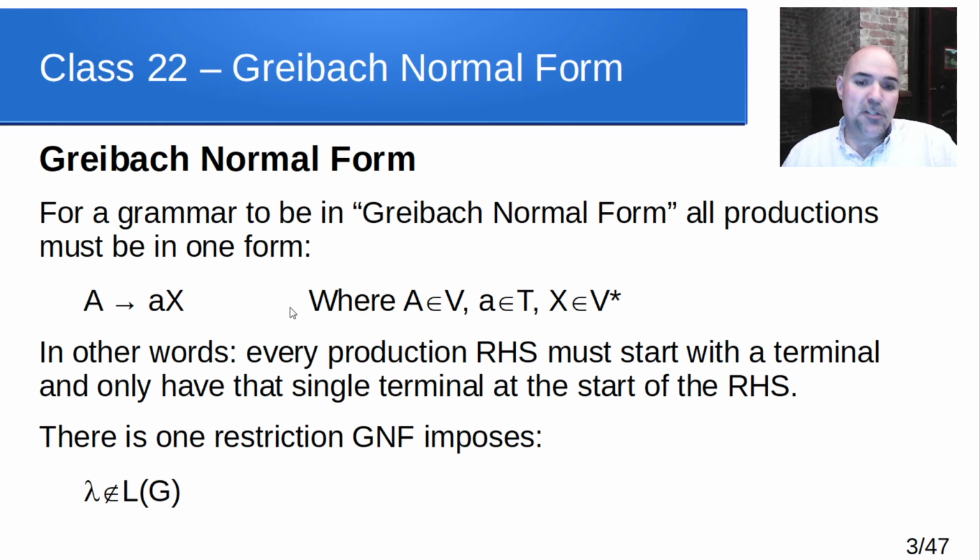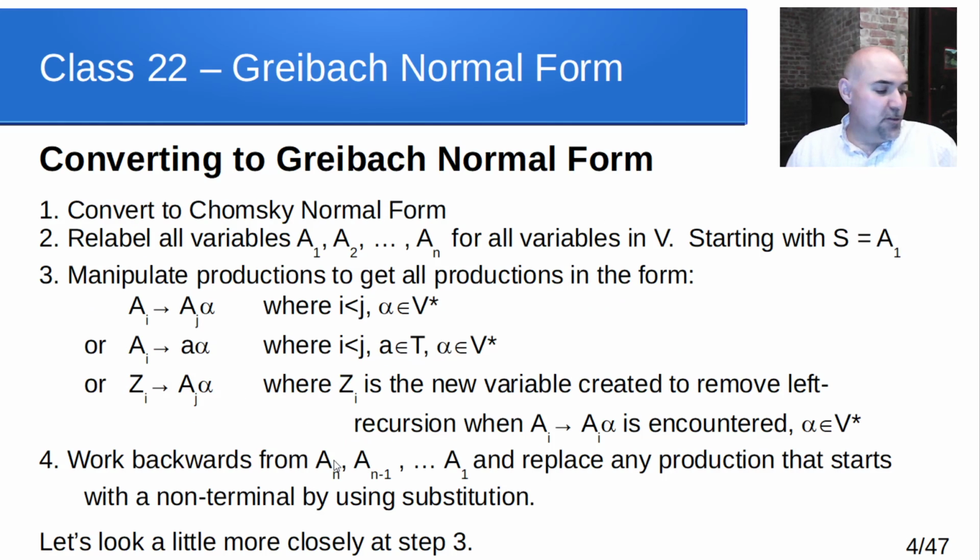The only restriction this places on the language is that lambda cannot be in the language. But it's the same restriction we had for Chomsky normal form. And we can do the same thing by taking a grammar that has lambda in the language, separating that out into start production produces lambda or S prime, and then S prime, we can put that into Greibach normal form. And we can do that with any context-free grammar.